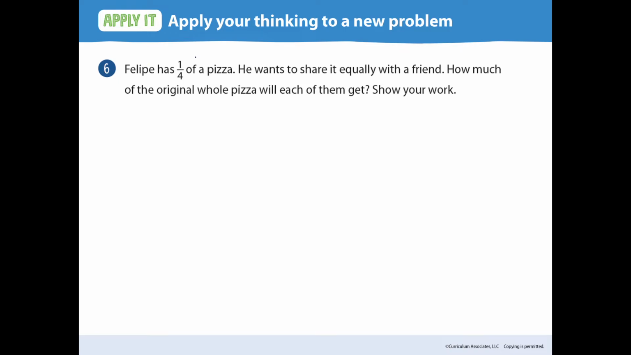Okay, looking at important information here, he has 1/4 of a pizza and he wants to share it equally with a friend. So if there's Felipe and his friend, how many people are there? There's 2, because Felipe is 1 and the friend is 1. How much of the whole pizza will each of them get? Show your work.